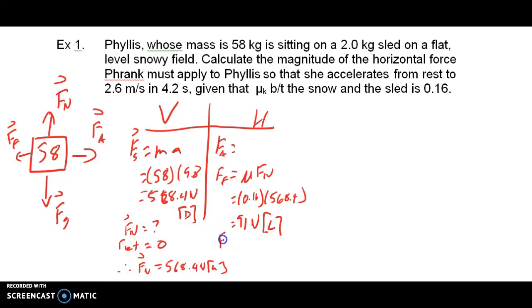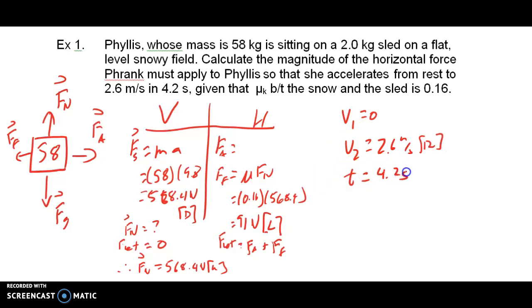Now in this case, we know that the net force is going to be equal to your force applied plus your force friction. Thing is, we don't know what our force applied is. What do we know? We do know that Phyllis starts at rest, so V1 is going to be equal to 0. We know that she eventually speeds up to 2.6 meters per second to the right. We know the time is 4.2 seconds. So from there, with our kinematics we learned in the previous unit, we can figure out our acceleration. So a is equal to change in v over t.